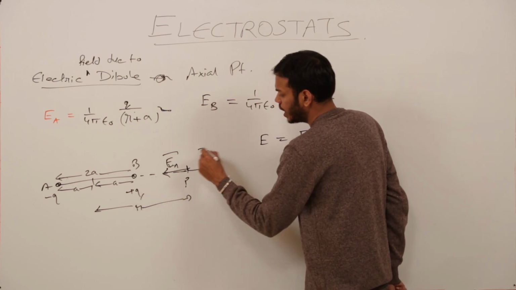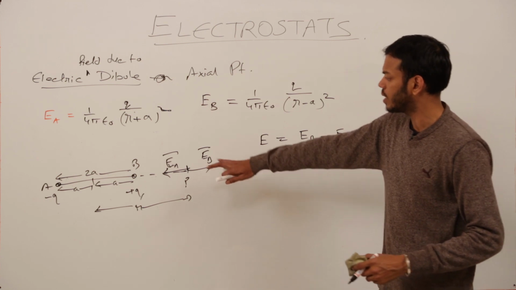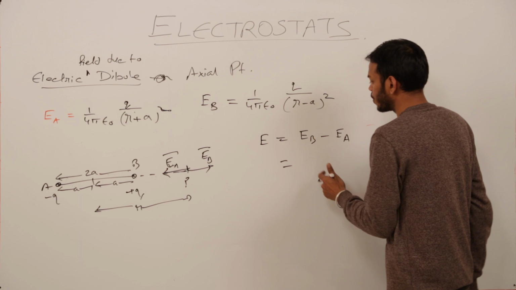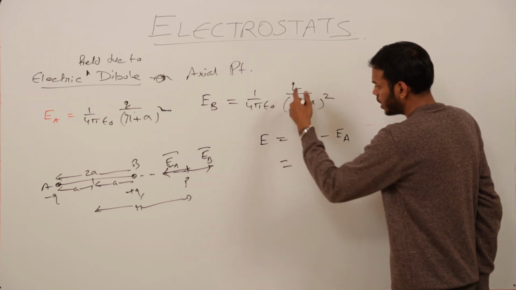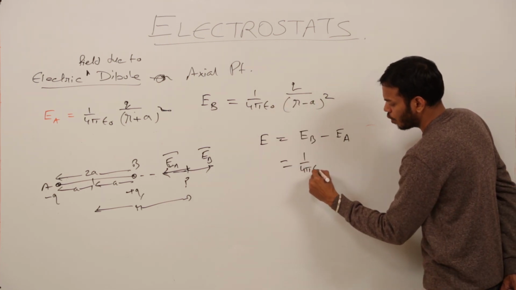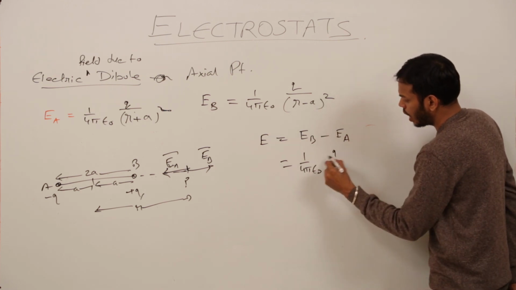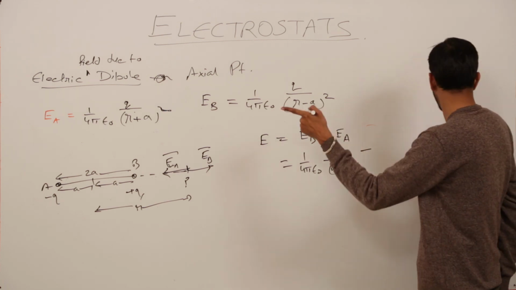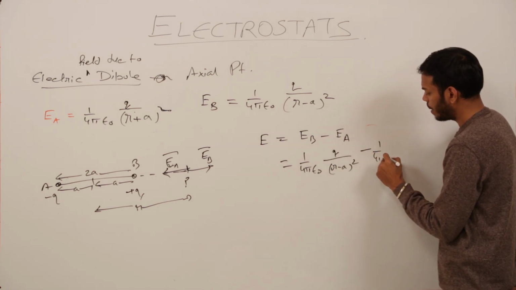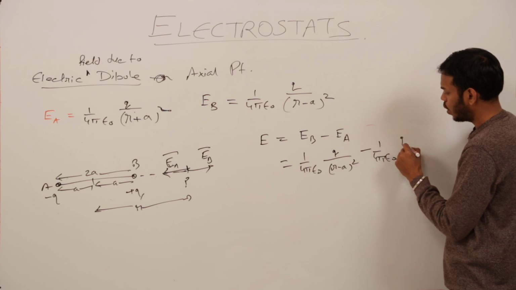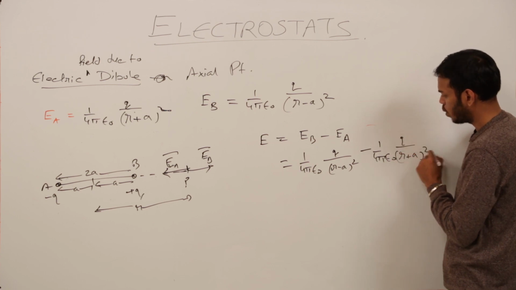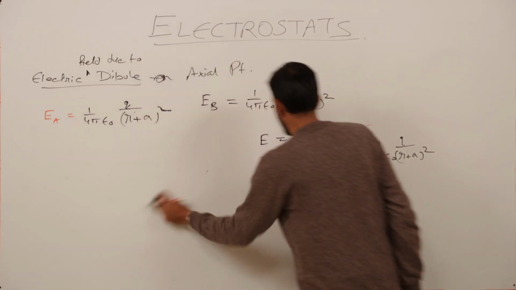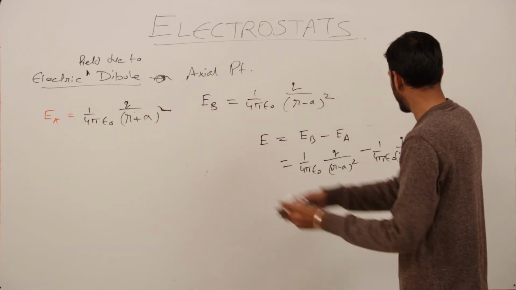So EB, this is still better than before. So we are left with just subtracting these two. What is EB? This one, 1 upon 4 pi epsilon naught, Q upon (R minus A) whole square, minus that point, 1 upon 4 pi epsilon naught, Q upon (R plus A) whole square. So, due to lack of space, I am moving from this point to there.